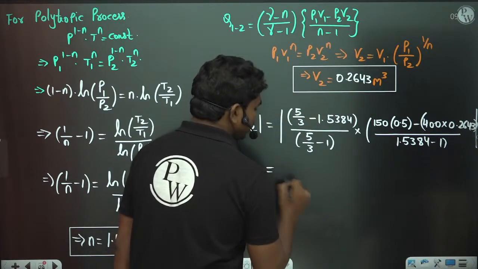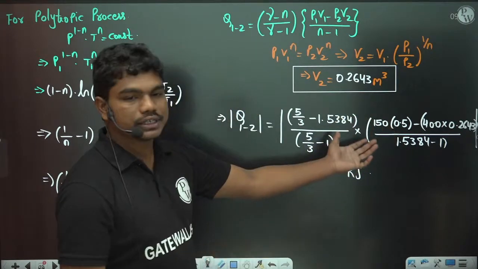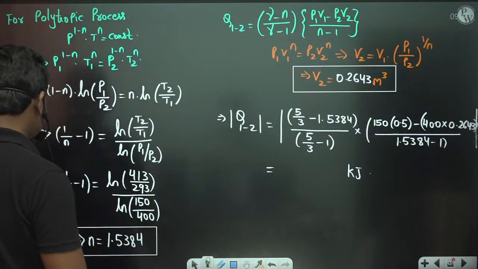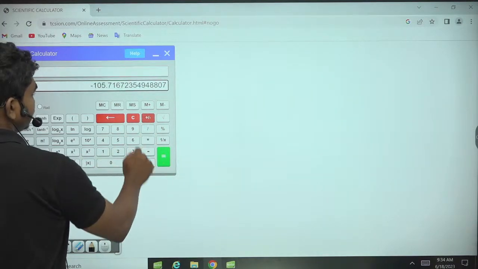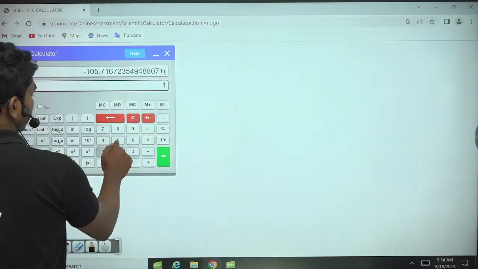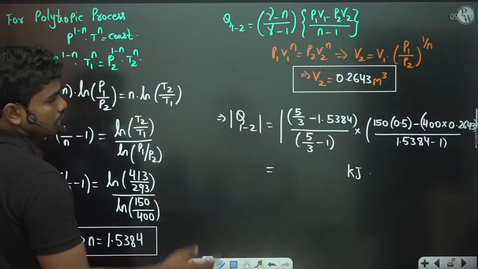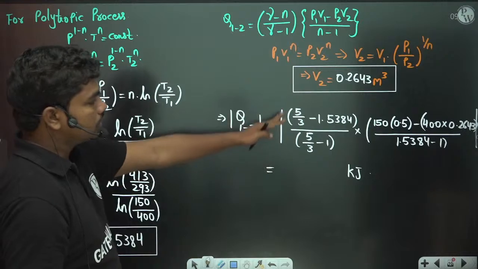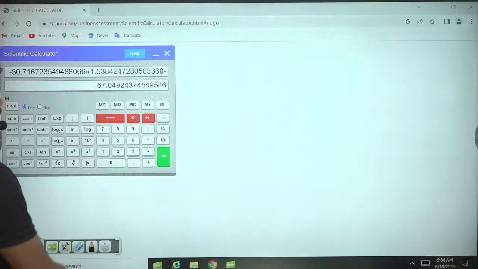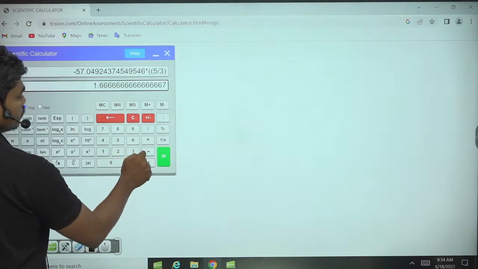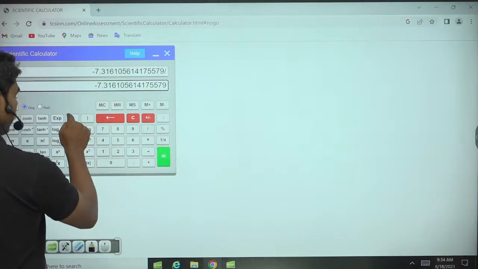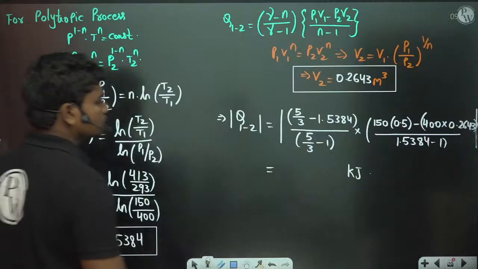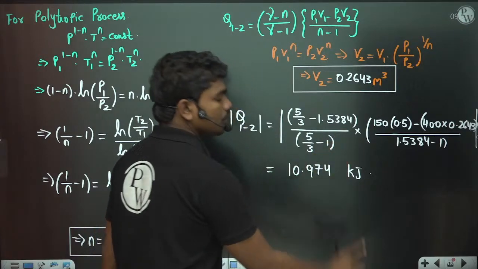This value is in kilojoules, because this is in kilopascals, so you have to compute this value and you will get the correct answer. So please do the calculation. We have calculated V2, right? So V2 into 400. Now subtract this from 150 into 0.5, which is 75 of course. So this minus 30.71, divided with n minus 1, so minus 57.04 multiplied with 5 by 3 minus the polytropic value n, now this has to be divided with 5 by 3 minus 1, which is 2 by 3, so the multiplication is 1.5, so minus 10.974. So the magnitude is 10.974 kilojoules of heat transferred in this process.